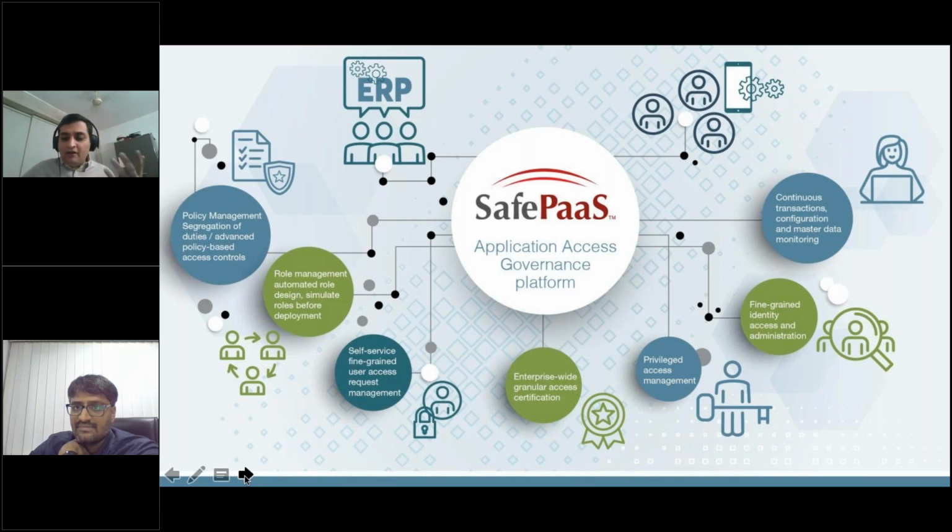So when an enterprise client buys SafePass, they're really looking at buying a solution that can take care of IT general controls, ITGC issues, across the enterprise. These are the use cases, primarily in the access management space, the change management space, and all the configuration monitoring and master data monitoring, and that's how we cover that.